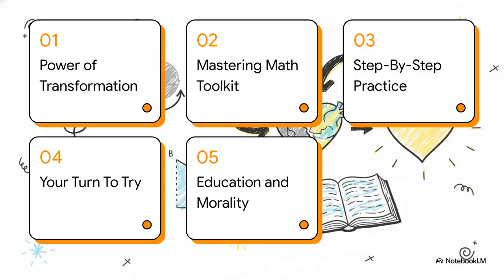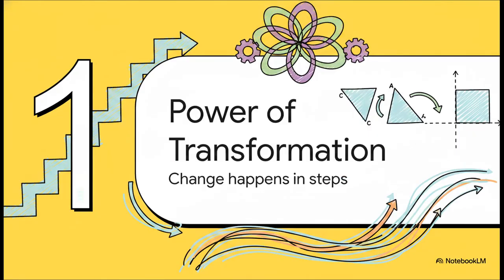All right, here is our roadmap for today's explainer. First, we have the power of transformation. Then we'll move into mastering the math toolkit, followed by step-by-step practice, your turn to try, and finally, education, morality, and peace. Let's kick things off with Section 1, the power of transformation, where we establish that change happens in steps.